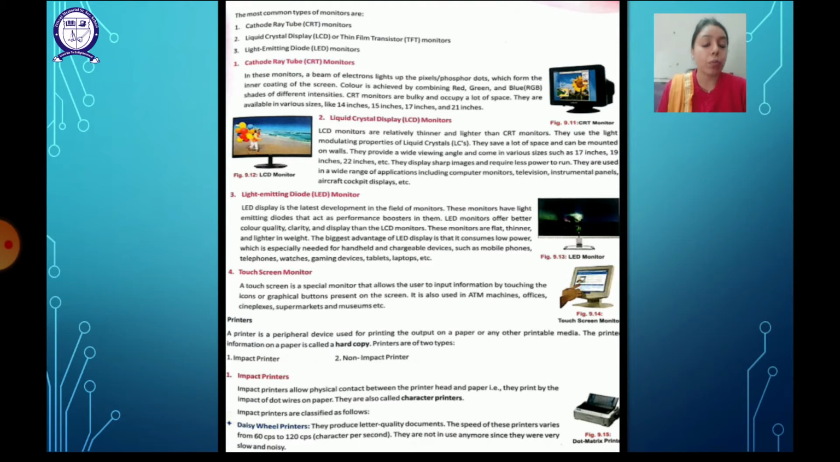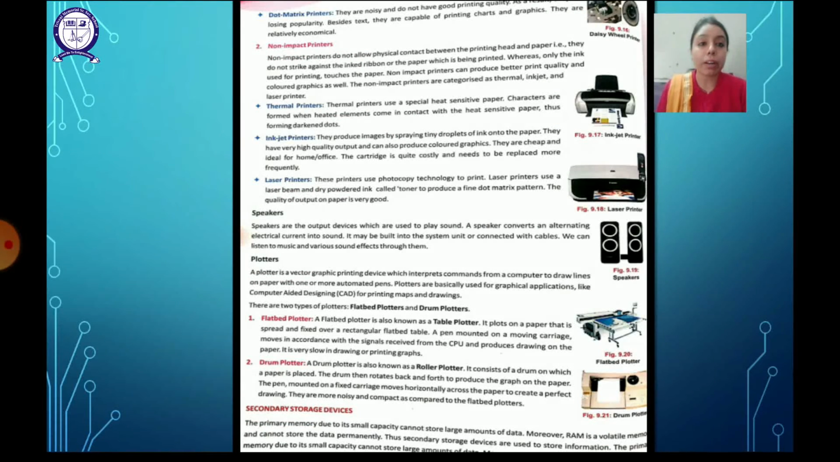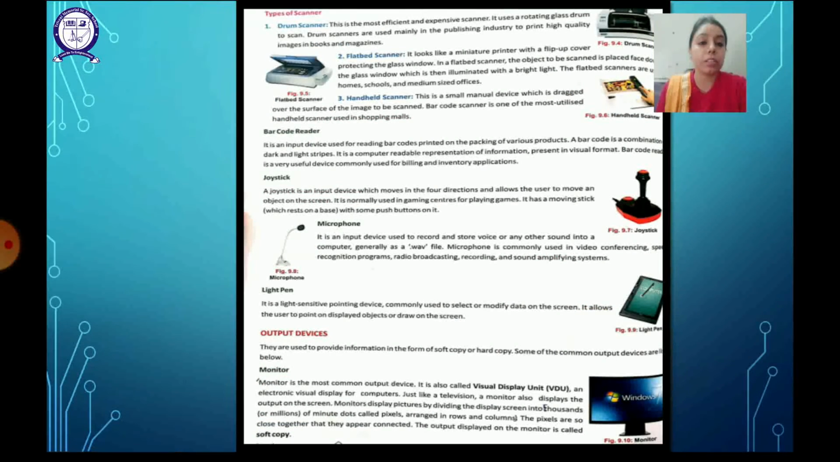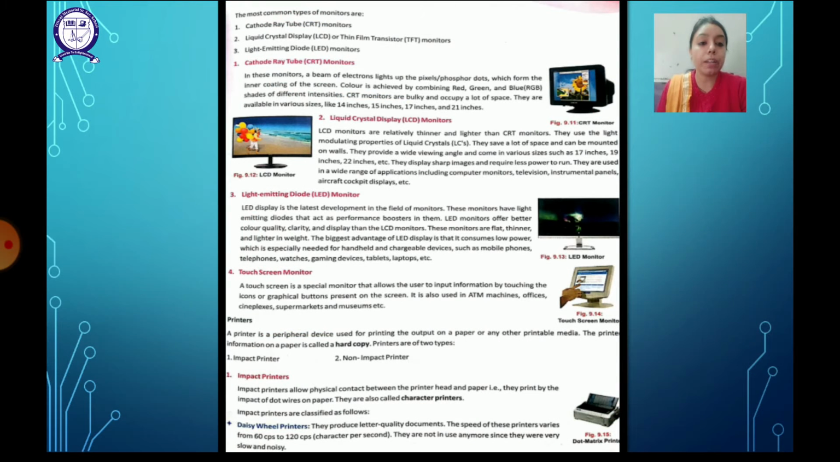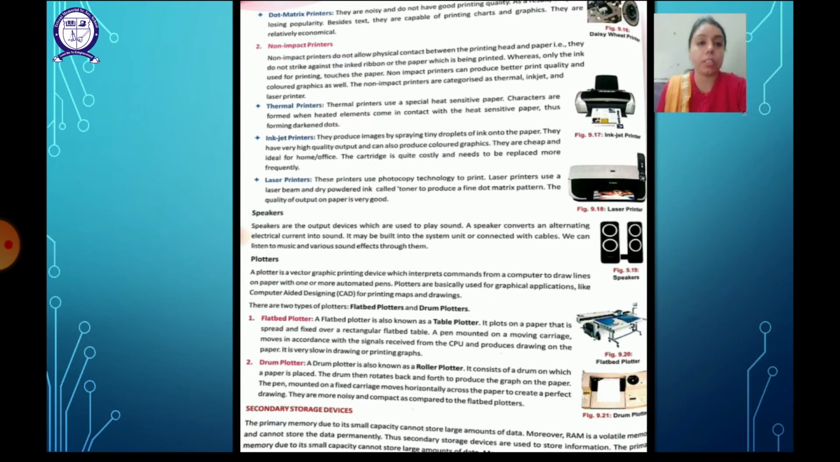Then we have again the types of printer, as we have learned about the types of monitors. There are two types of printers. One is the impact printer and one is a non-impact printer. So the difference between both is that impact printer have the physical contact between the printer head and the paper. Means the print head which is printing and the paper, they have a contact between them. And the sub parts of impact printers are daisy wheel printer and your dot matrix printer. They are noisy. Dot matrix printers are noisy. They do not also have the good printing quality. Whereas the printers which you have learned here, that is the daisy wheel printer, they have letter quality documents.